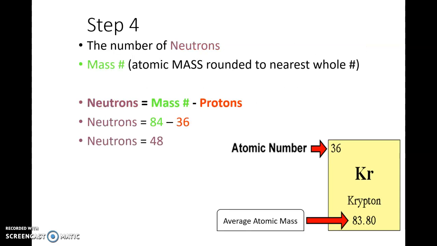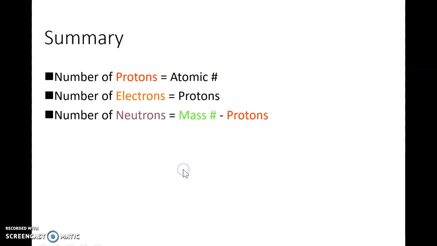And now we need to find the number of neutrons. We're going to take this number at the bottom, this 83.80. We're going to round it to the nearest whole number, which is 84. Remember, if the number behind the decimal point is over 5, we're going to round it up. If it's under 5, we're going to round down. So in this case, it rounds to 84. 84 minus 36 is equal to 48. So there are 48 neutrons in krypton.